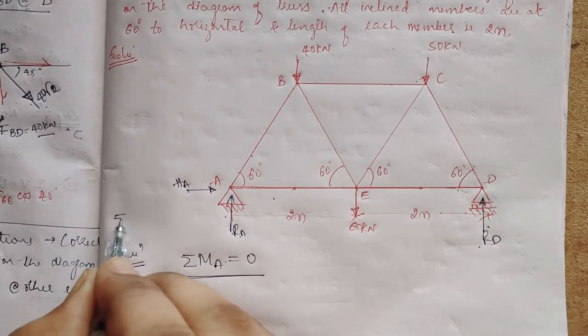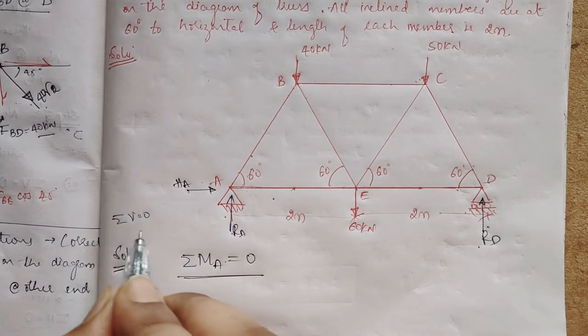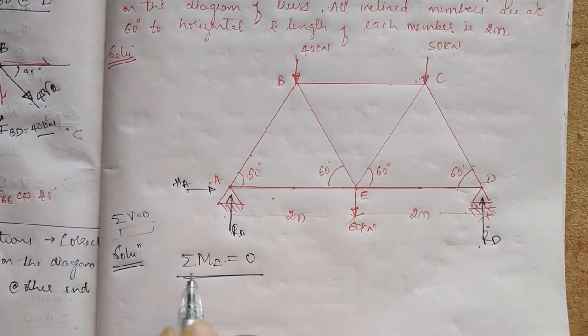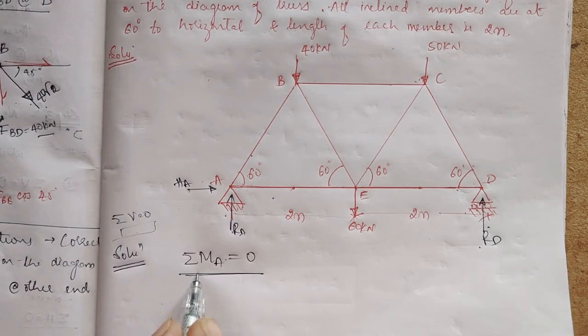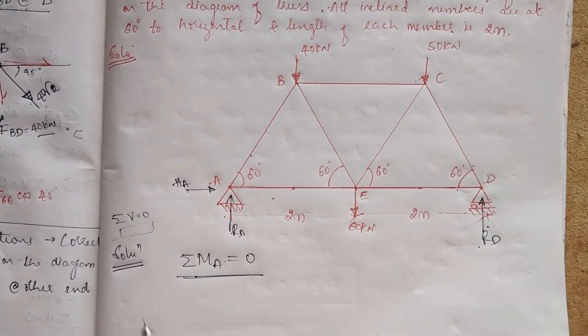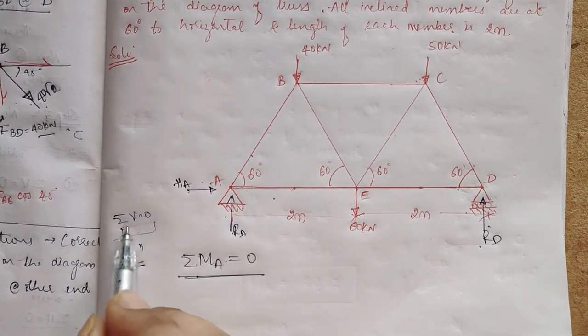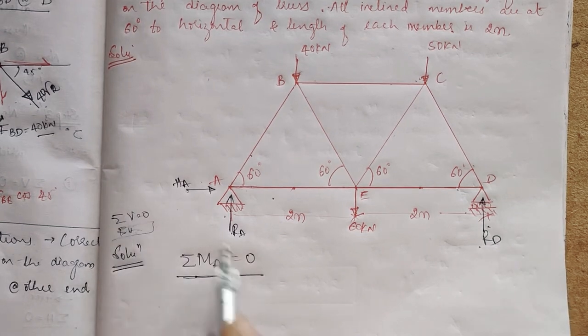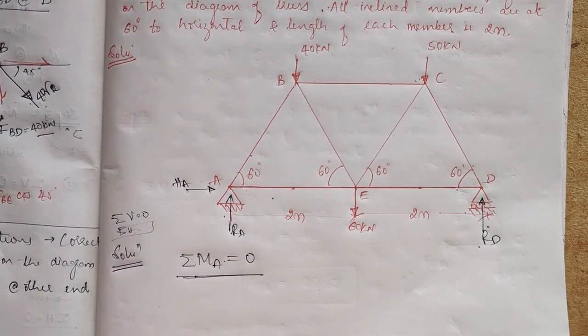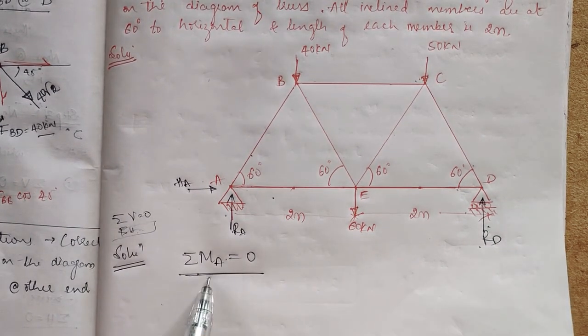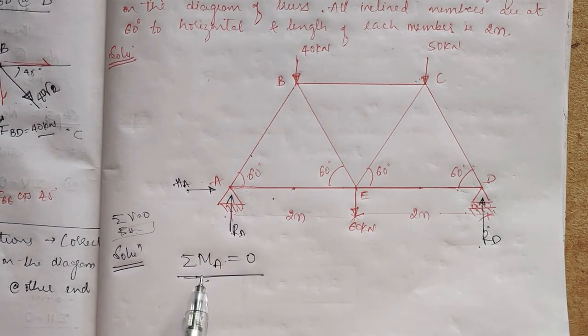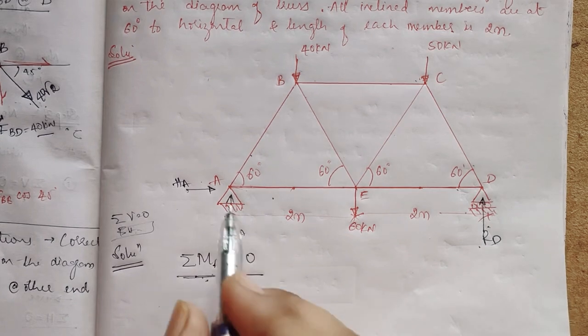If you take summation of vertical forces equal to 0, no problem, you will get an equation. Then after finding this, you can substitute back into summation of vertical forces equal to 0 or summation of horizontal forces equal to 0. In these three equations only we have to play. Now summation of moment about A is equal to 0 we have to take.